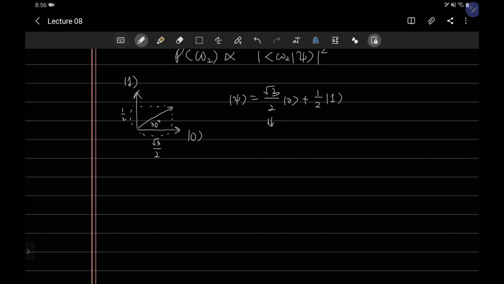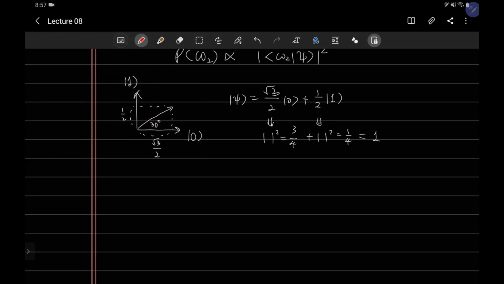For this case, it is natural that if we calculate the square of the absolute value, it is 3/4, and similarly the other one will be 1/4. So the summation of these two cases leads to 1, which means that the probability of measuring either 0 or 1 becomes 1, meaning 100%. And this interpretation still makes sense if we consider measuring the value of this vector in different bases.